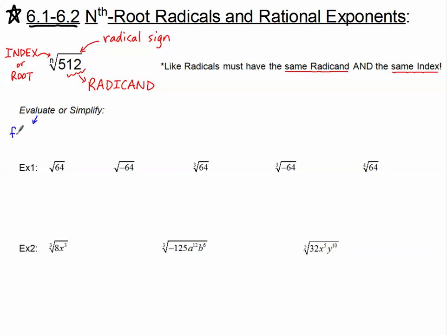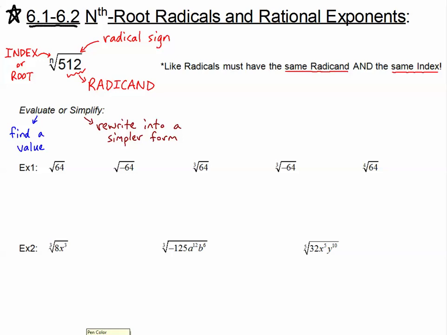All right, let's talk about evaluating and simplifying. Evaluate means to find a value. The answer to an evaluate question will be a number. It almost has the word value in the word evaluate. If we're asked to simplify, simplify simply means to rewrite into a simpler form. Sometimes that end result is a number, but most of the times it will still have some sort of variable in there. Evaluate will always be an answer that's a number. Simplify may be a number, but usually it has some variables in the end.